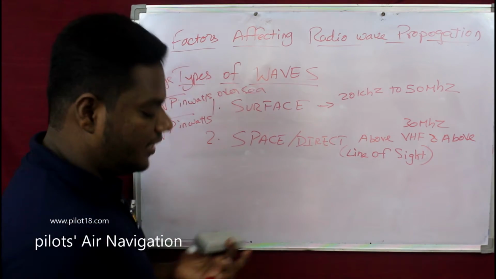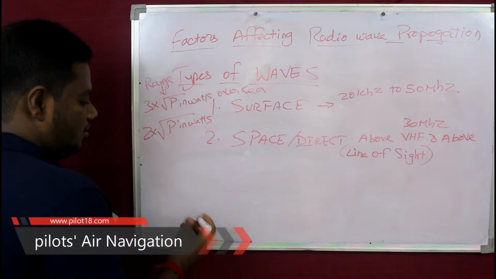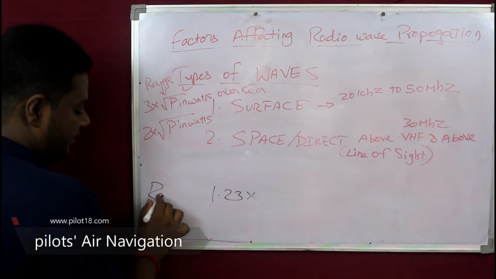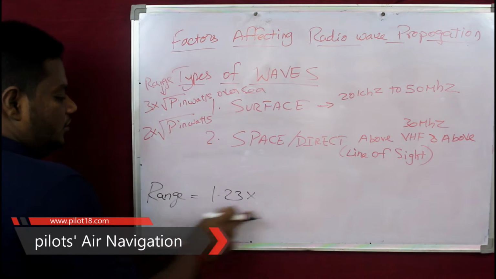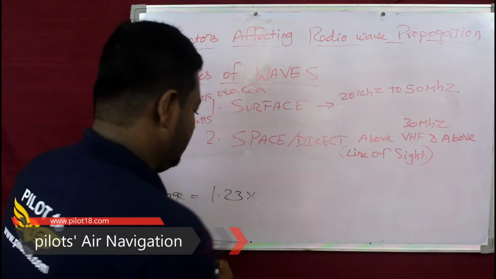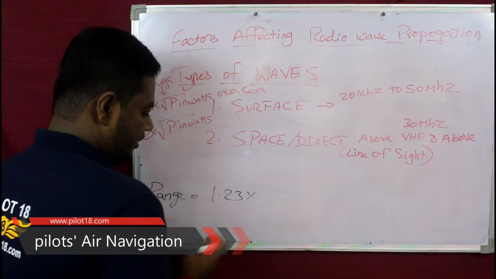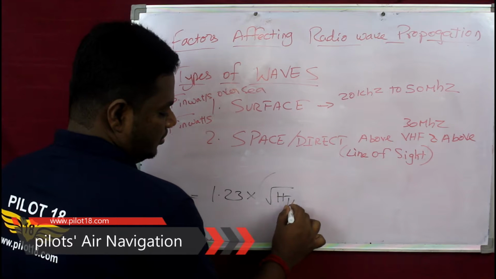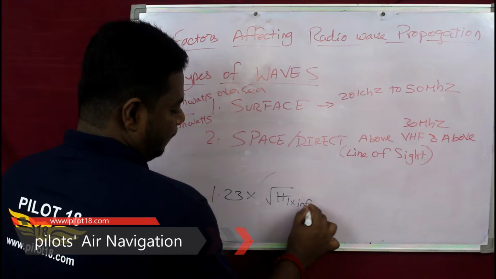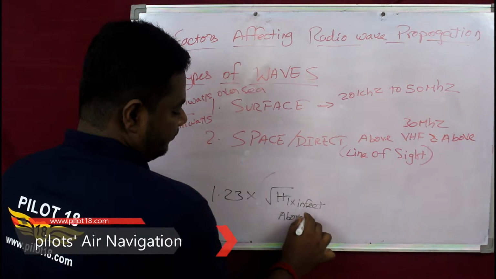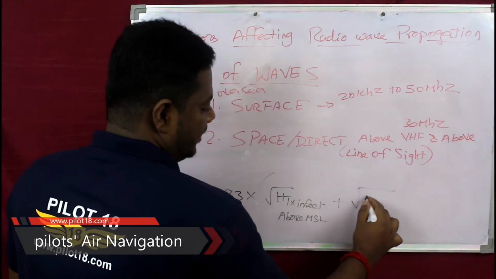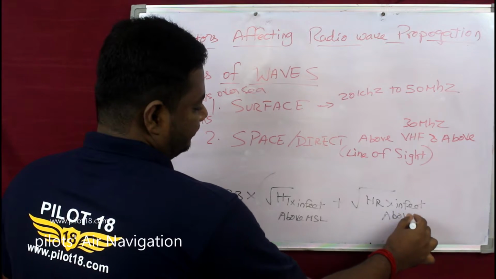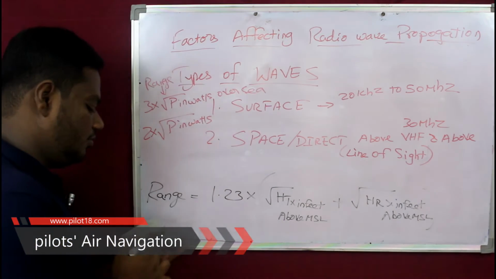Right? And for the space or direct wave, there is a formula, very important: range equals 1.23 multiplied by, you need to use this almost all the time in the radio part of the navigation exam, open bracket, square root of height of the transmitter tower in feet above mean sea level plus square root of height of the receiver in feet above mean sea level. Okay, by this formula we can calculate the range.